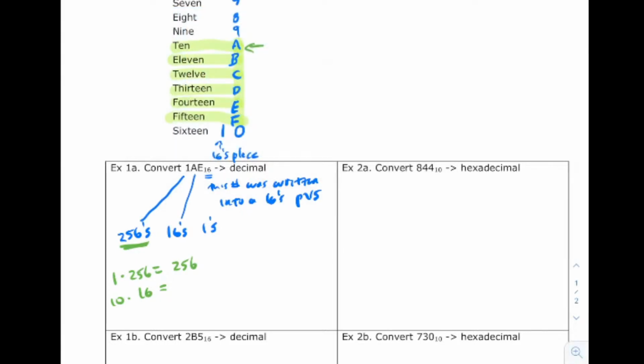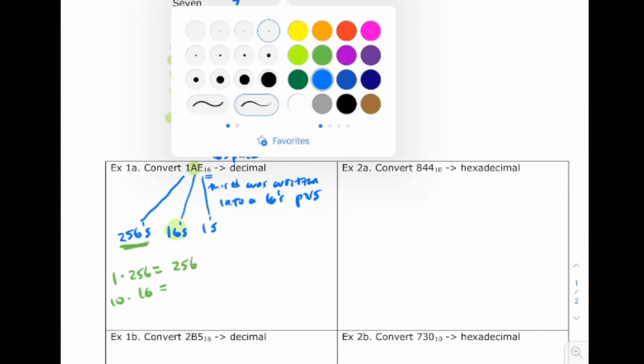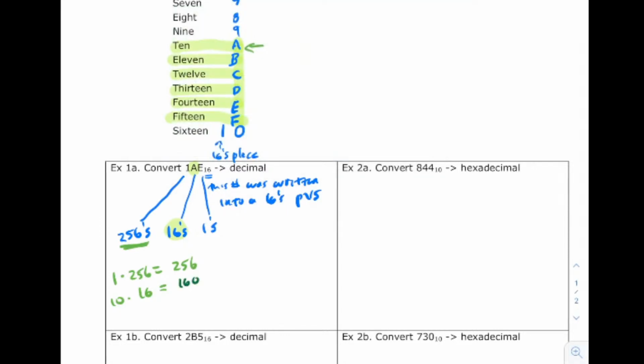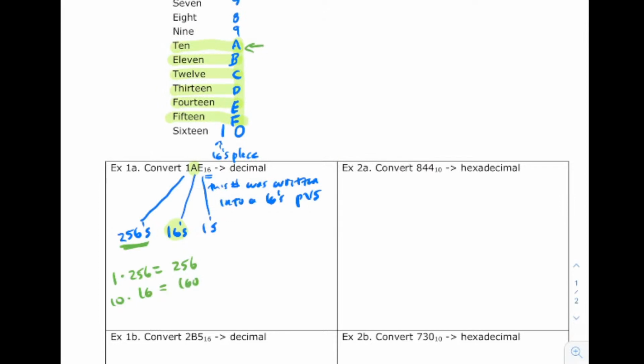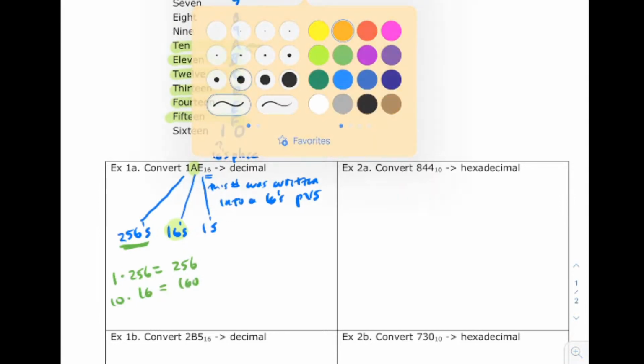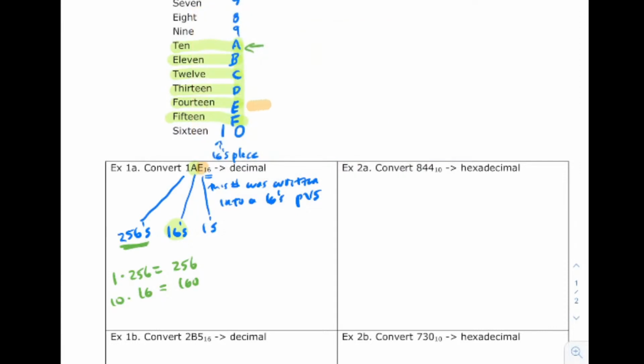Let's put this back. So we've got 10 times that we filled up a 16's pack. 10 times 16. And so that's going to give us 160 more actual marbles. And then finally, in this last place over here, E. E means 14, right? So in the ones place, we had 14 to put in there. We had 14 to put in the ones. So 14 in the ones place, which gives you an extra 14.